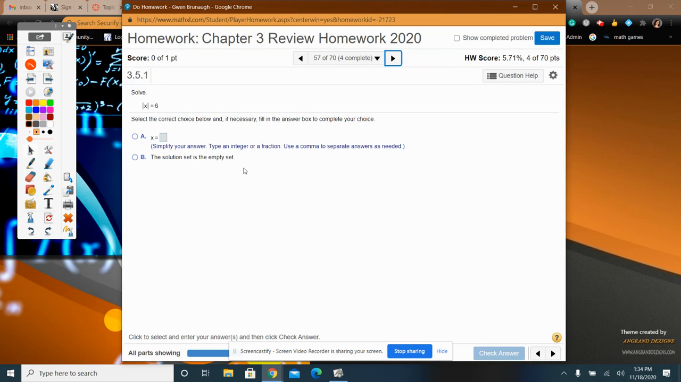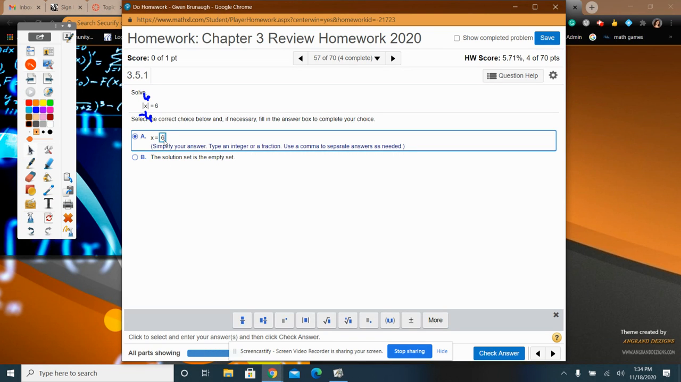Okay, how about these? Okay, this is an absolute value equation. So what could be in there that has a distance of 6 from 0? And there's two numbers that could be in there, the absolute value of 6 or negative 6. And what's going to happen here is they're going to ask you a whole bunch of problems that look very similar right in a row.